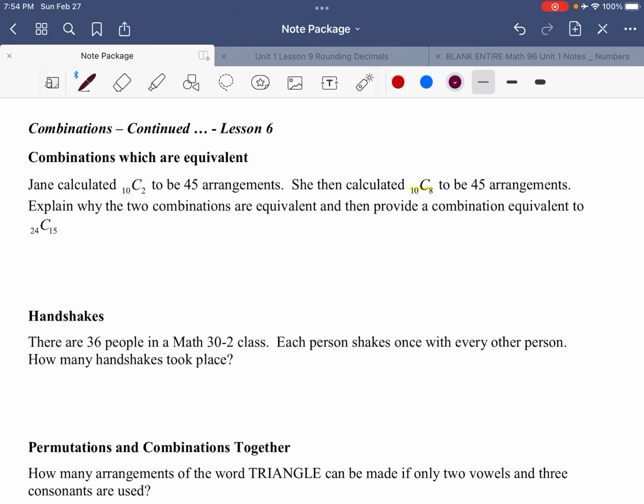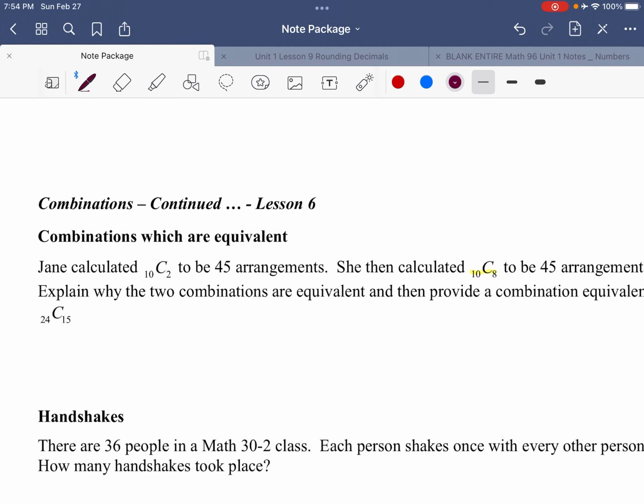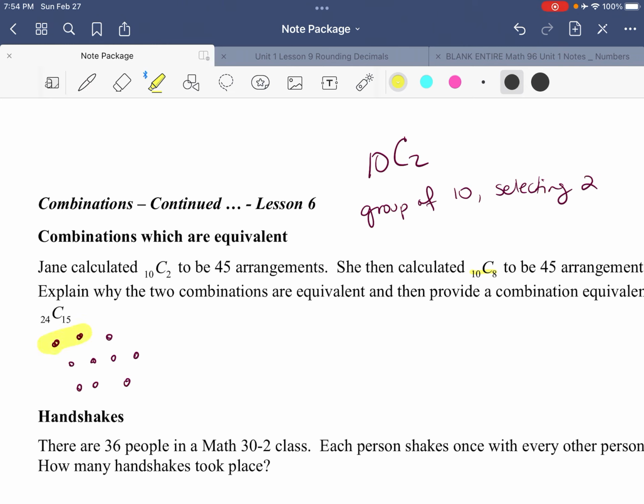All right, so what does 10C2 mean? It means we've got a group of 10, and we're selecting 2. Okay, so let's draw out 10 things. So 1, 2, 3, 4, 5, 6, 7, 8, 9, 10. All right, and let's select 2 of them. All right, so if we're selecting 2, you'll notice that we've also sort of selected a group of 8 by default.